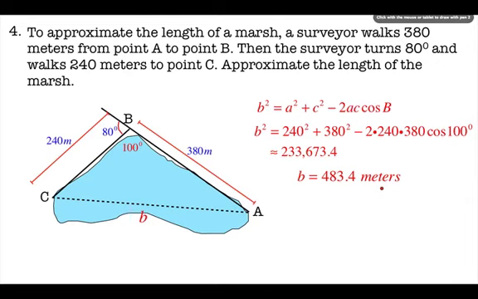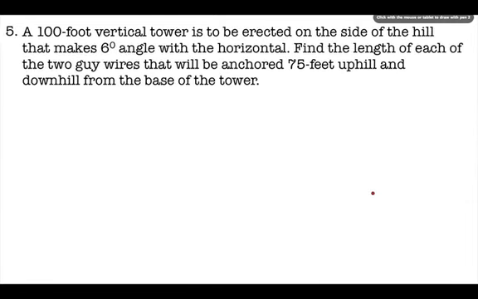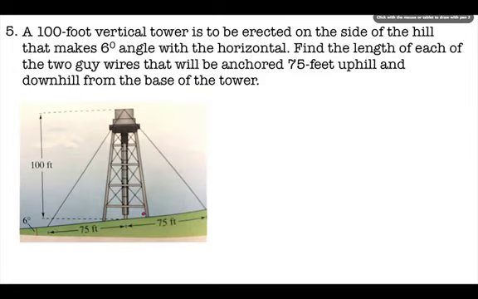Number 5. This is another word problem. This is the picture that goes with number 5. So it says a 100-foot vertical tower is to be erected on the side of a hill that makes a 6-degree angle with the horizontal. Here's the 6 degrees with the horizontal. Find the length of each of the 2 guy wires that will be anchored 75 feet uphill and downhill from the base of the tower. So you're looking for these 2 wires that are called guy wires.